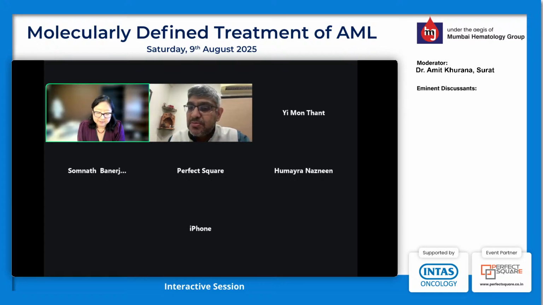is to give 7+3 plus GO as induction, followed by HiDAC consolidation with GO for 2 cycles, and then HiDAC consolidation without GO for 2 cycles. And then if they're NPM1 mutant, MRD negative, then we would just do observation at that time. For patients who have NPM1 mutant disease with poor prognostic features, so we know that FLT3 ITDs or TKDs, we are giving them 7+3 plus a FLT3 inhibitor, okay?